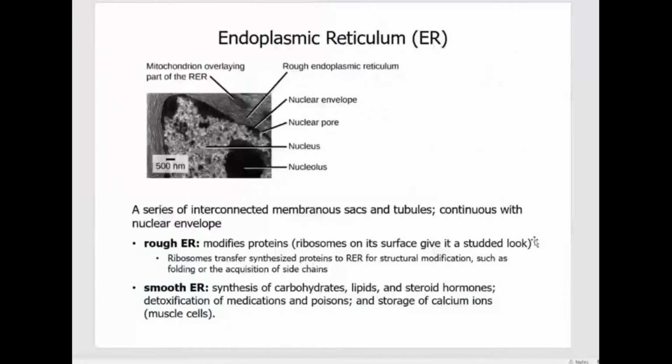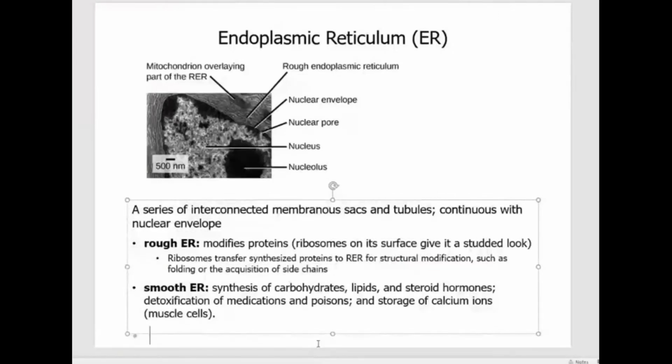The rough ER modifies proteins, and it provides a site for ribosomes to produce proteins. Once the ribosomes assemble proteins, these proteins will be transferred to rough ER for some structural modification. We talked about how folding is critical for protein function. So folding can take place in rough ER, or the protein molecules may obtain some side chains. All those structural modifications can happen in rough ER.